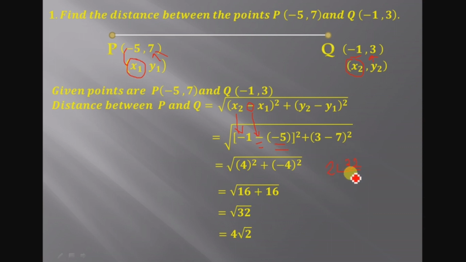2, 6, 10; 2, 8; 2, 4; 2, 2. So this 2 is a pair, so I'll write one 2. This 2 is a pair, so I'll write one 2. 2 into 2 is 4. This 2 is unpaired, so it remains inside the square root. Hence the distance between P and Q is equal to 4 root 2 units.